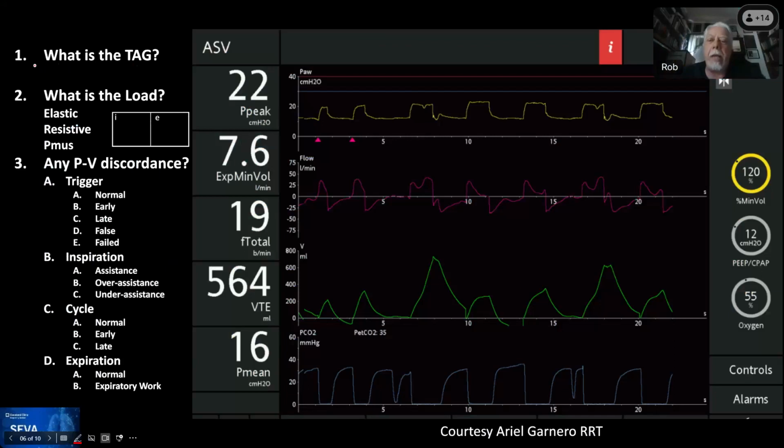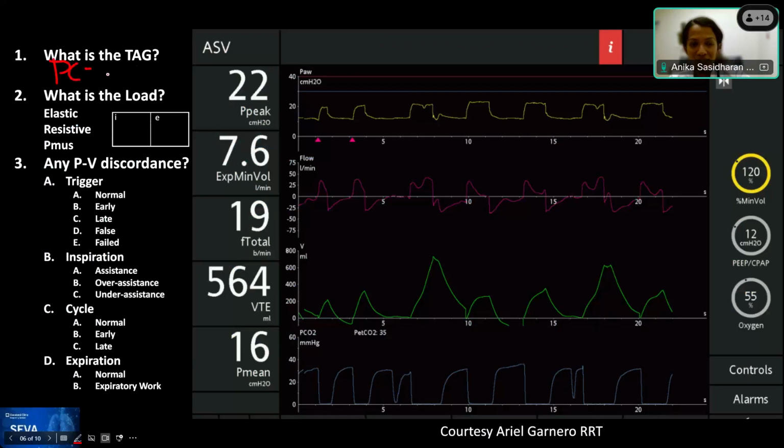Well, we should say that you can't really tell what the whole tag is just by looking at this. You'd have to look up ASV on the ventilator mode map. But we can certainly discern what the control variable is, right? Right. So we'll start there. Is this pressure control or volume control? Ariel says it looks like PC. All righty. And then is this CMV, CSV, or IMV?